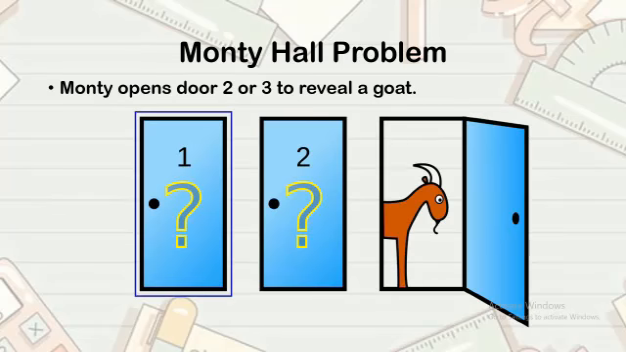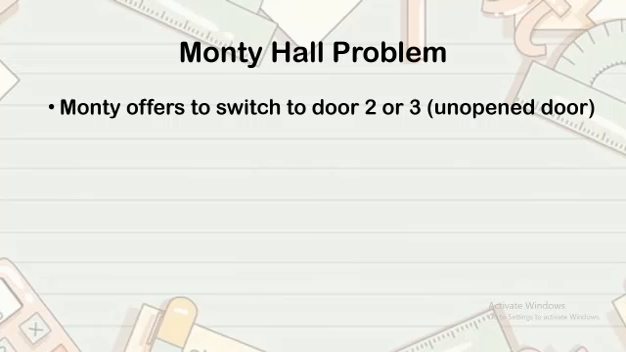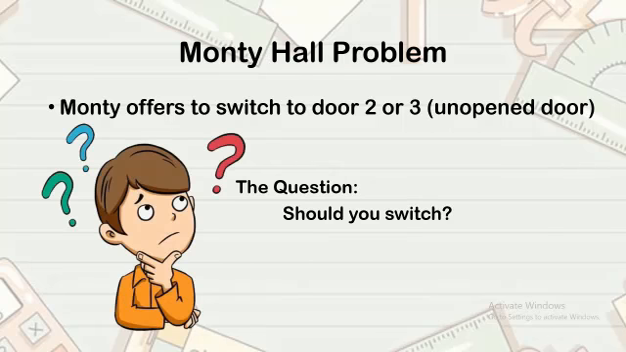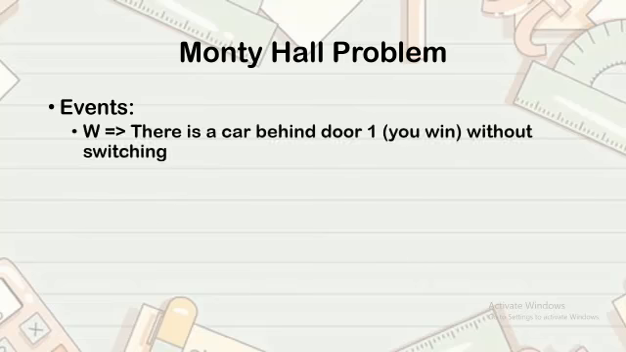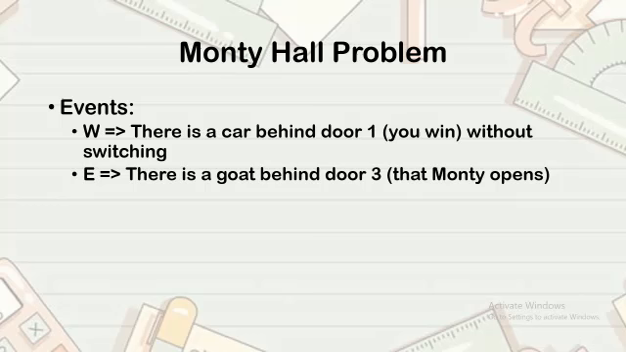Then he asks you a very simple question: do you want to switch to door number 2? Now, the question that pops up in your mind is, should you really switch? To answer your question, we'll define events. Event W is that there's a car behind door 1, your initial choice, and without switching, you win the game. And the event E is that there's a goat behind door 3 that Monty opened.